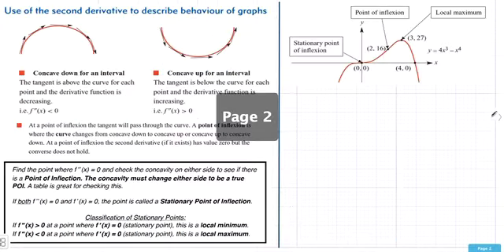So we're going to go on to 6e. This is looking at what the second derivative tells us about a graph.